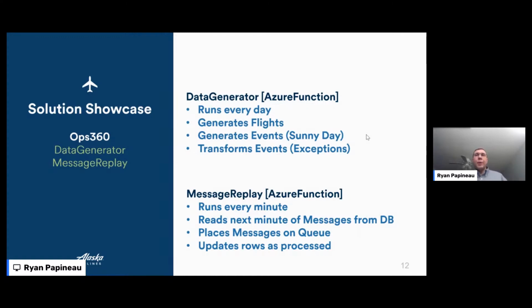Next is our message replay. Also, it is an Azure function. It runs every minute and essentially reads from the database of all those messages that the data generator built and places them on their specific queues at the time they're needed. And it updates the process, so when it reads the next time, it's only picking up net new data.